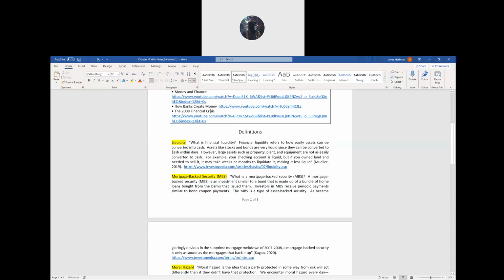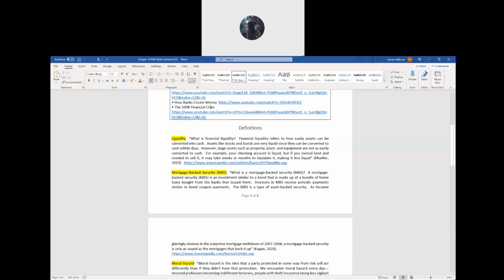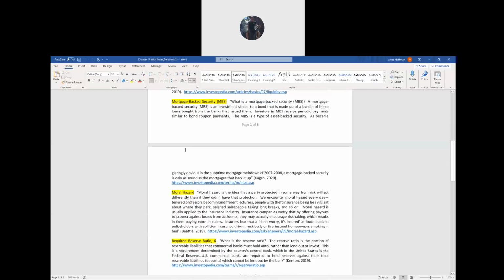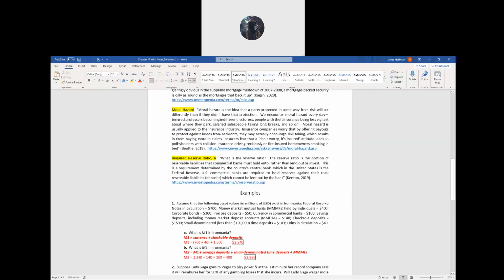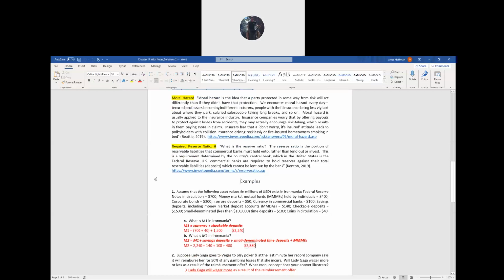We looked at the definitions, which are here, and there's also a link for liquidity, mortgage-backed securities, moral hazard, and the reserve ratio. Okay, let's look at some examples.